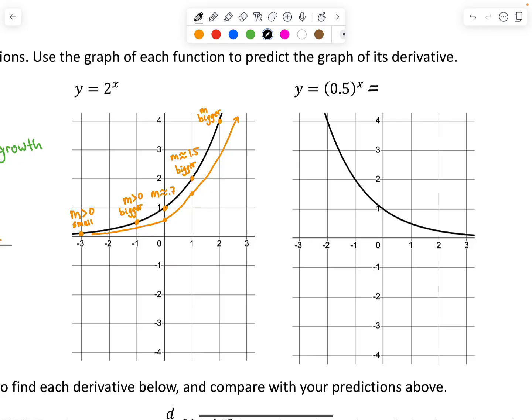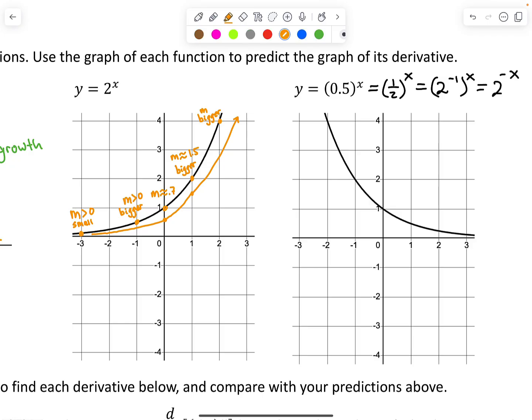Now here we have y equals 0.5 raised to the x. So this is a base between 0 and 1, which is why we see a decaying exponential. You can also write it this way, 1/2 raised to the x. And since 1/2 is the same thing as 2 to the minus 1, you can write it this way, and then you can multiply the negative 1 in x. So all of these functions are the same.